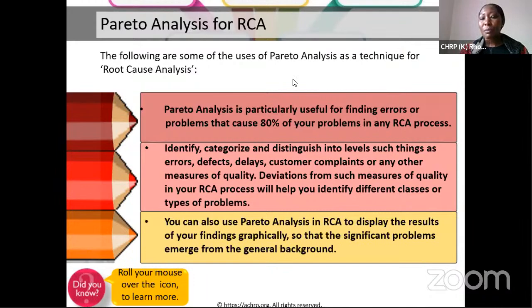So we are saying the following are some of the uses of Pareto analysis as a technique for root cause analysis, and we'll go through point by point so that we are able to clearly understand, and also for emphasis. Pareto analysis is particularly useful for finding the errors or problems that cause 80% of your problems in any root cause analysis process. So mostly when we want to drill into that, we want to get what is causing 80% of the problems that we have, even probably at an individual level.